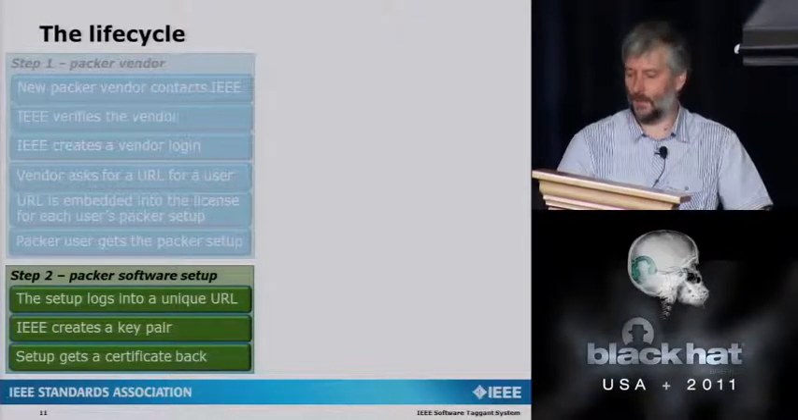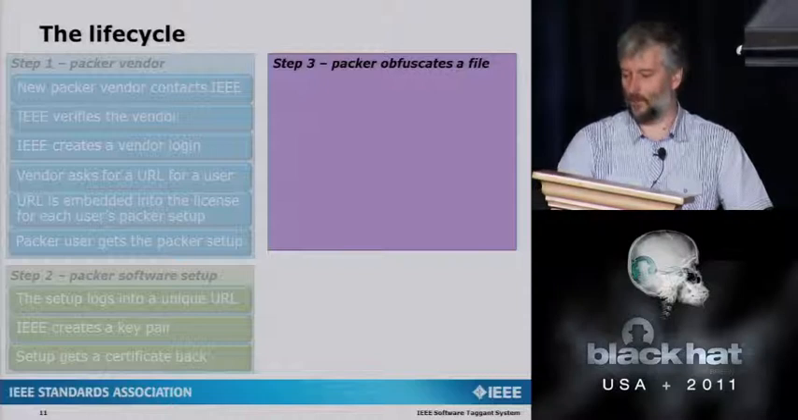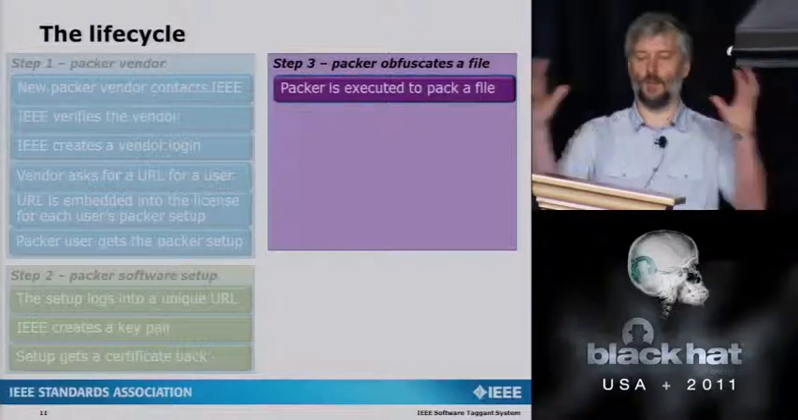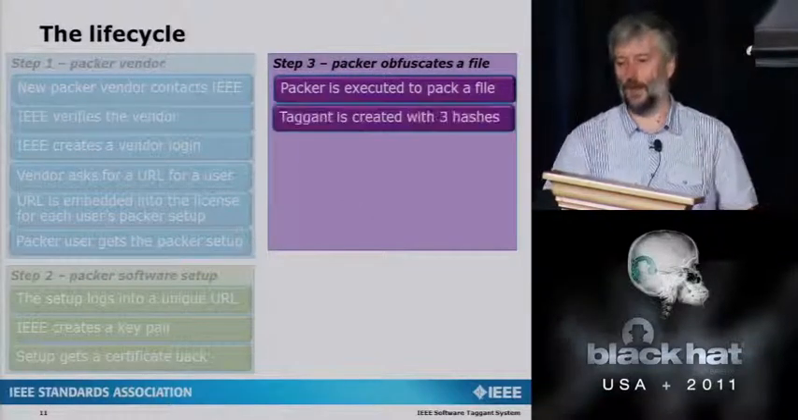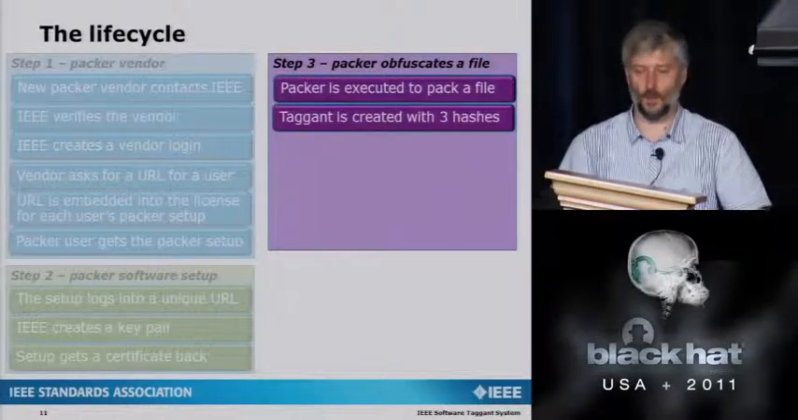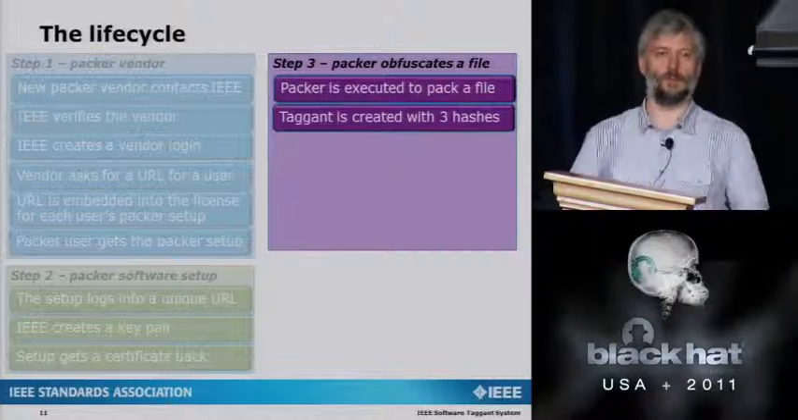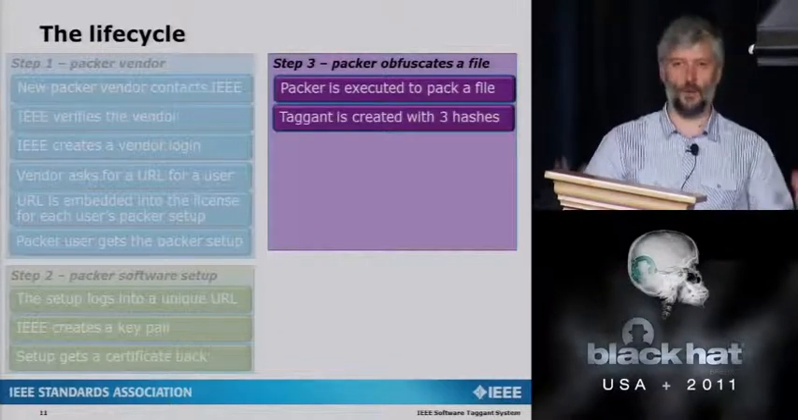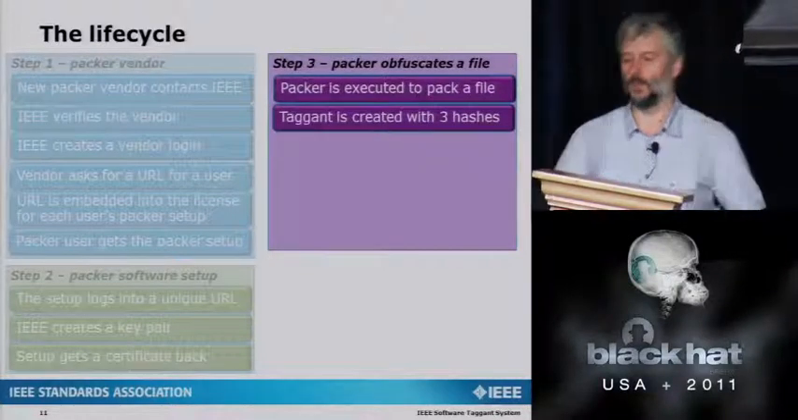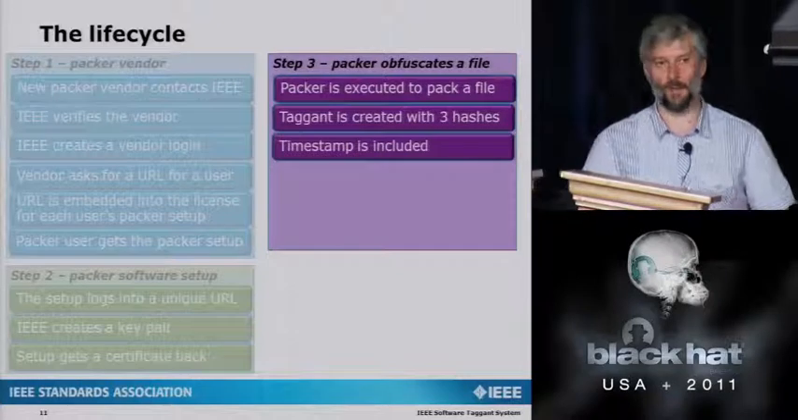The setup gets the certificate back, and when this Packer, from that moment in time, obfuscates a file, what will happen? The host file is compressed or obfuscated. Then a taggant is created which describes the content of that tagged file in a secure way. It generates 3 types of hashes: a performant one over just the vital areas of the file, a default one for the entire PE image, and a complete one over the file from top to end, including the overlay. And that taggant is time-stamped.